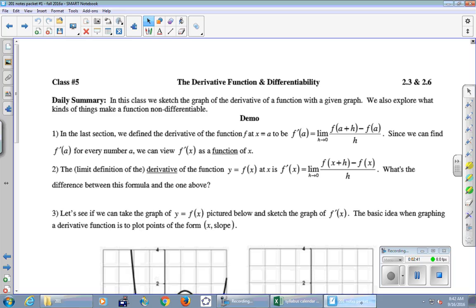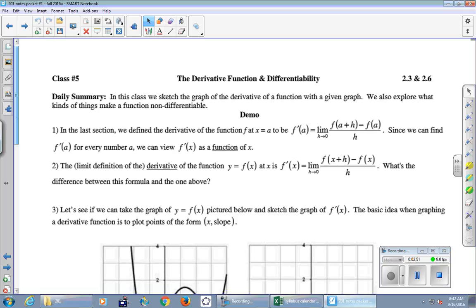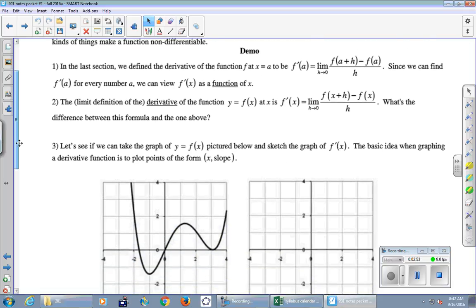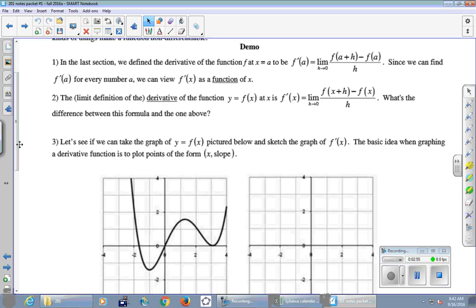Thank you for that. So again, starting on page 31 with our daily summary. In this class, we sketch the graph of the derivative of a function with a given graph. We also explore what kinds of things make a function non-differentiable, whatever that means. So we'll start with our first demo. This is going to be a little bit unusual today because I'll do 2 demos and 2 activities.